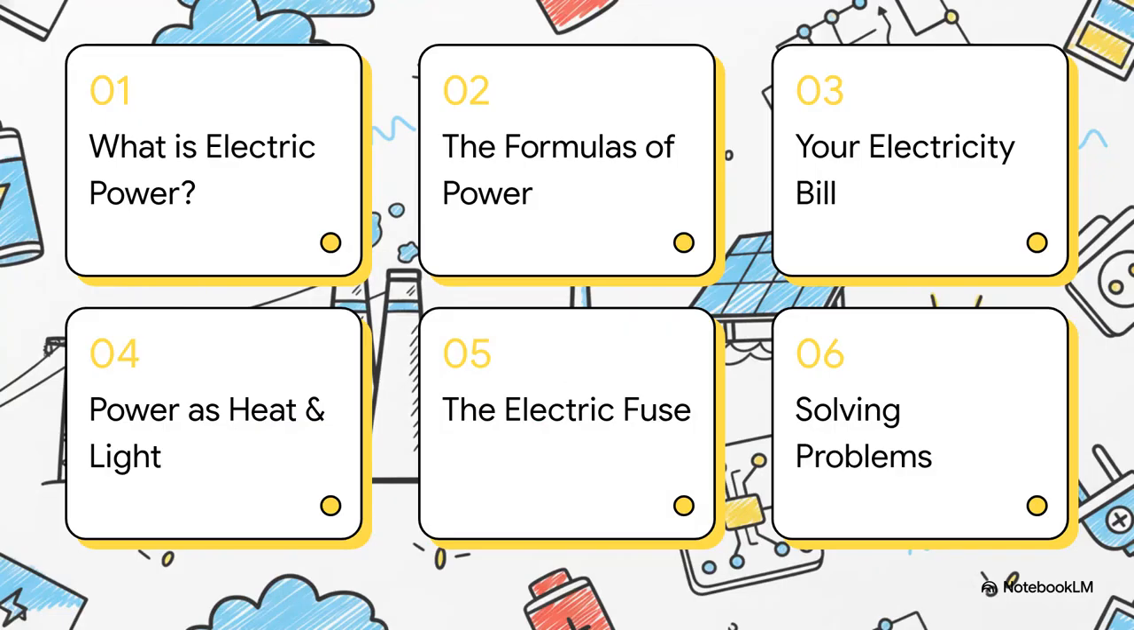So here's our plan for today. We'll start with the very basics. What exactly is electric power? Then, we'll look at the different formulas we can use to calculate it. After that, we'll see how all of this applies to your real-life electricity bill. We'll also explore how power turns into heat and light, and look at an important safety device called the fuse. And finally, we'll practice everything by solving some problems.